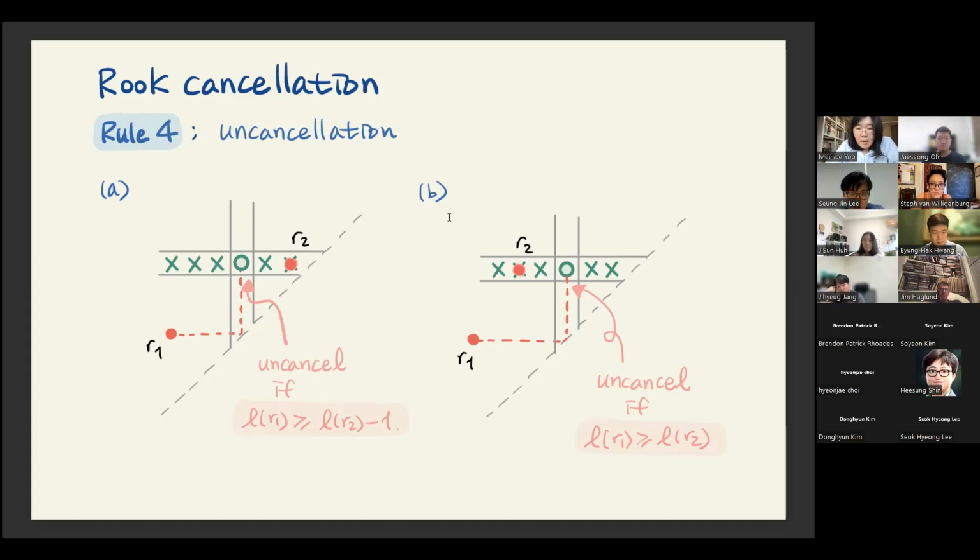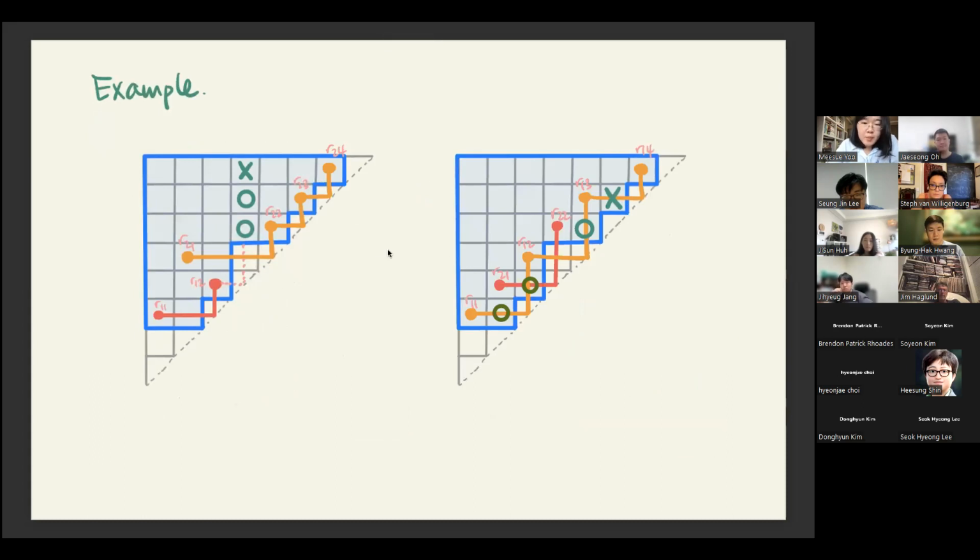And the second exceptional case is this one. Again, from the linked row cancellation, the cells in this row are supposed to be cancelled by R2, but the cell in this bounced column from R1 is going to be uncancelled if the length of R1 is larger than or equal to length of R2. I have some examples.